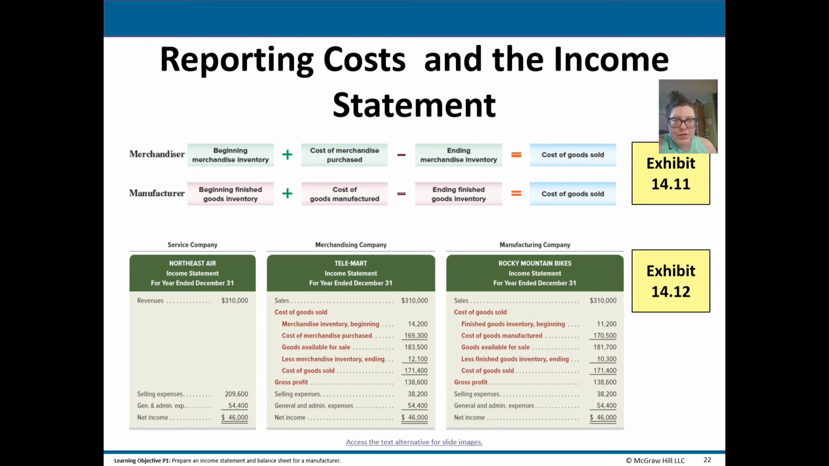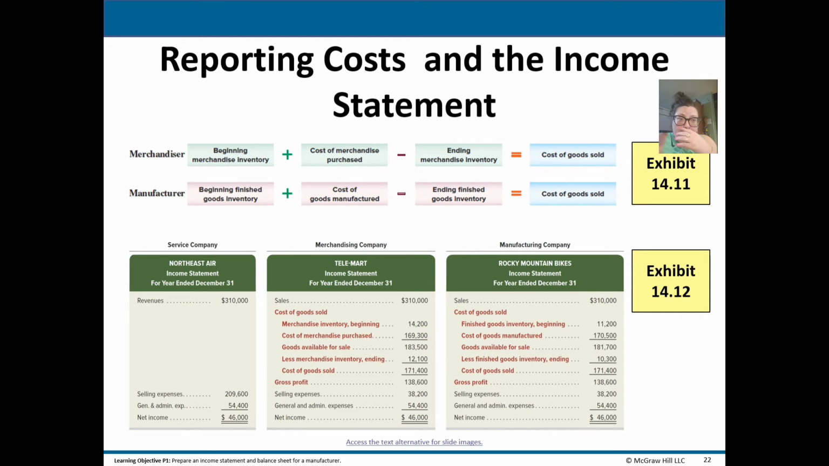So merchandisers add cost of goods purchased to the beginning merchandise inventory, and then they subtract ending merchandise inventory, and that's how you get to cost of goods sold. But manufacturers, they add cost of goods manufactured to the beginning finished goods balance, and then they subtract the ending finished goods balance of inventory, and that's how they get their cost of goods sold when you're just trying to calculate it like that on the income statement.